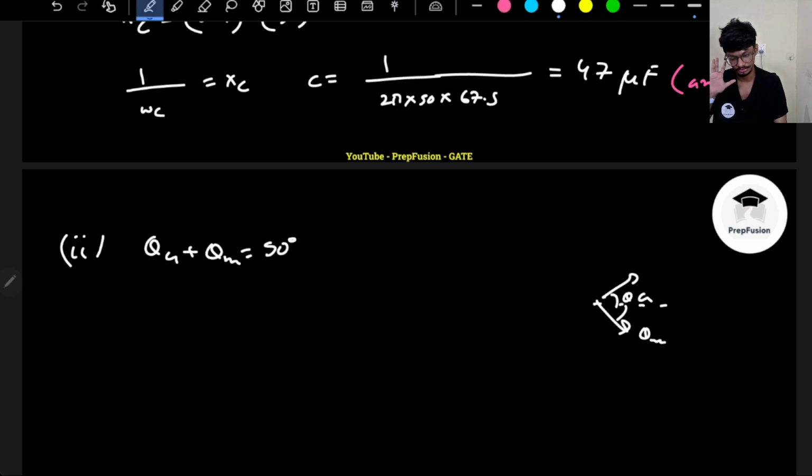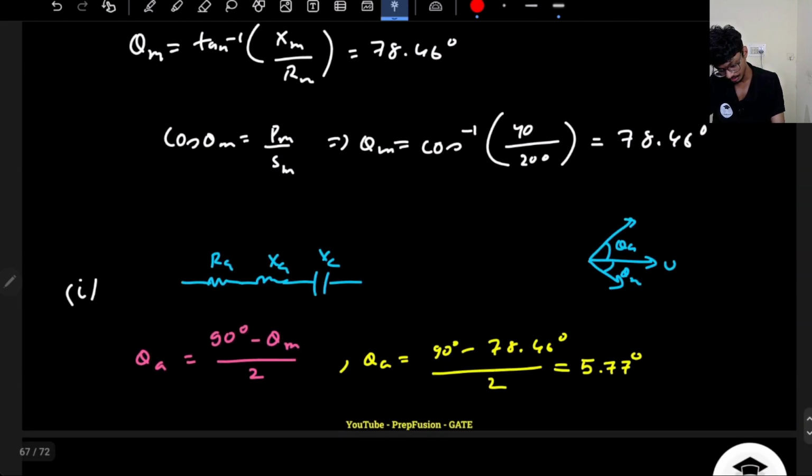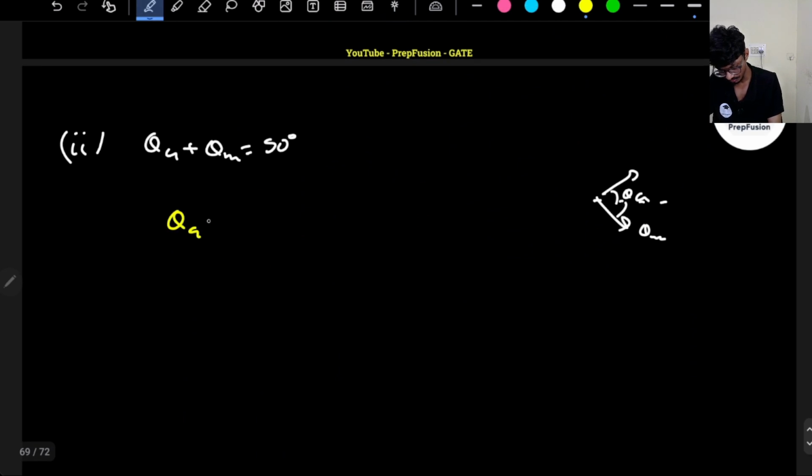This angle should be simply 90. So that is the case over here. So I know what is my theta m. Theta m is this value, right? Theta m we have already computed as 78.46. So my theta a will be equal to 90 minus 78.46, so it is 11.54 degrees. This is what my theta a is equal to.